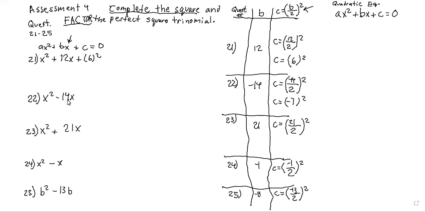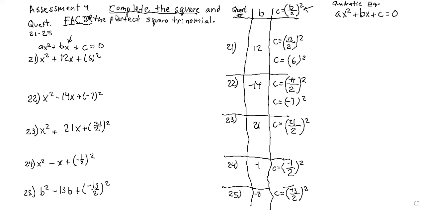For 22, it's plus open bracket minus 7 close bracket squared. For 23, it's plus open bracket 21 over 2, close bracket squared. I'm getting these c values from the table. For 24, it's plus open bracket minus 1/2, close bracket squared. And for 25, it's plus open bracket minus 13 over 2, close bracket squared. So we just completed the square.